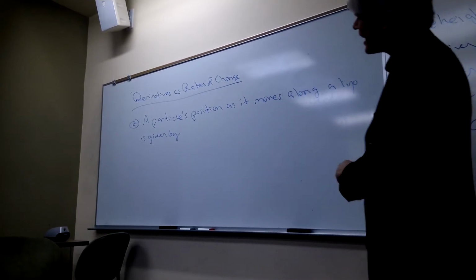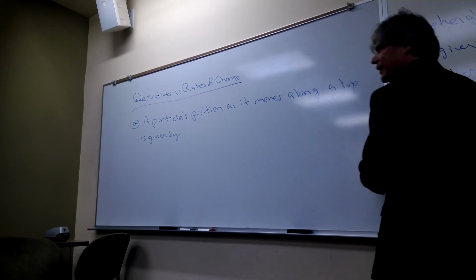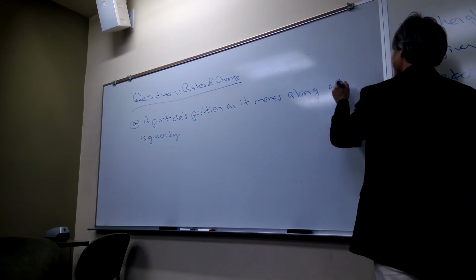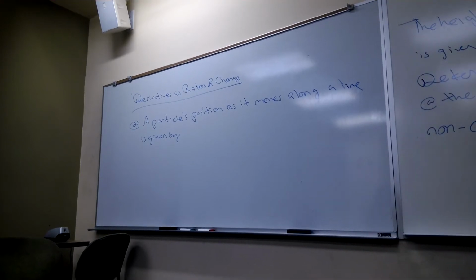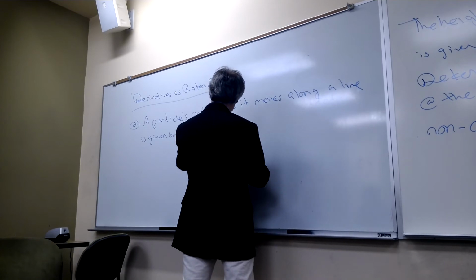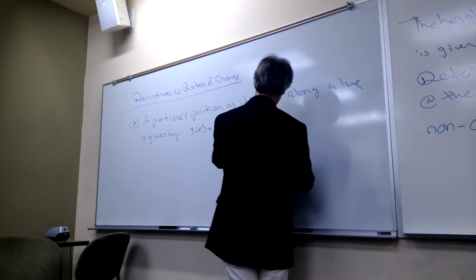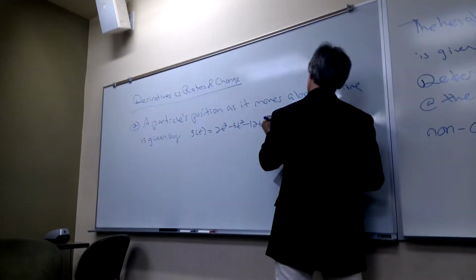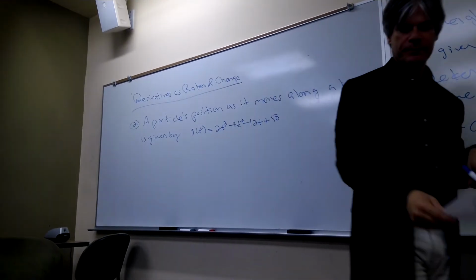Okay, I'll read it out loud. A particle's position as it moves along a line is given by this equation, this model. I don't want to waste time, you guys. I made an example up. I just want the numbers to be nice.